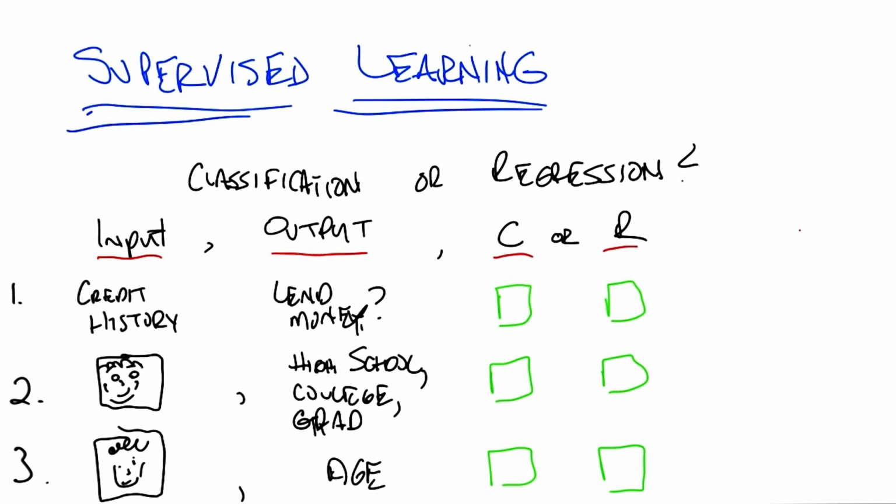And the output of the learning algorithm is whether you should lend money or not. So you're a bank and you're trying to determine whether, given a credit history, I should lend this person money. That's question 1. Is that classification or is that regression?